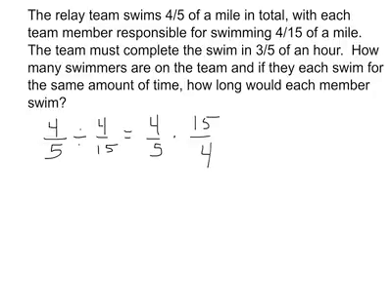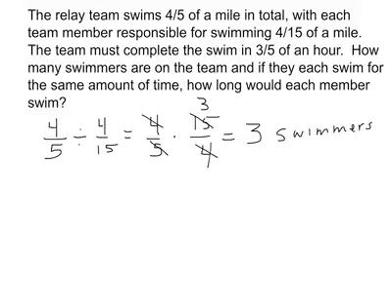15/4. Now, I'll simplify this before I multiply. So I can cancel out common factors of 4. 5 goes into 15 3 times. That means I have 3 swimmers on the team.